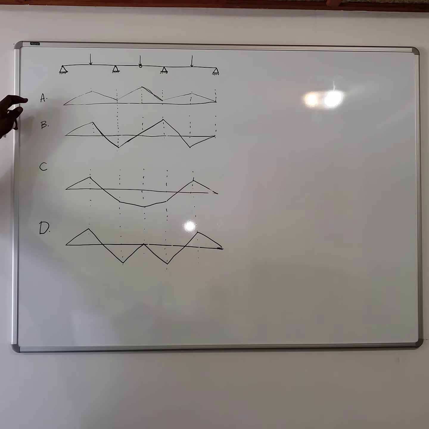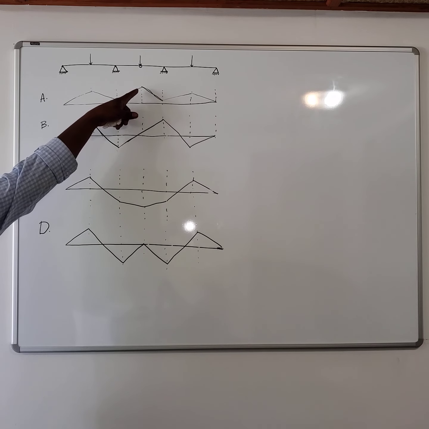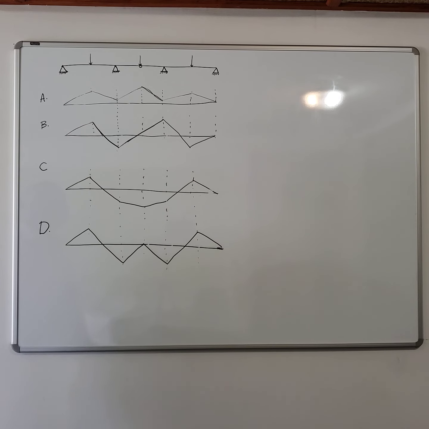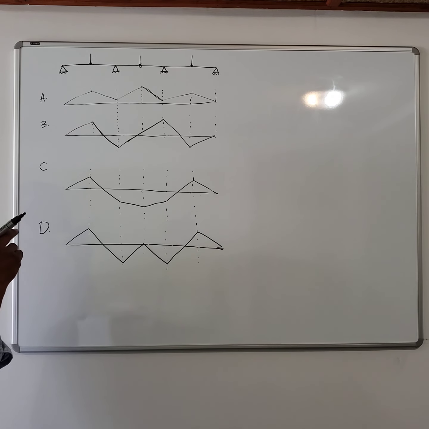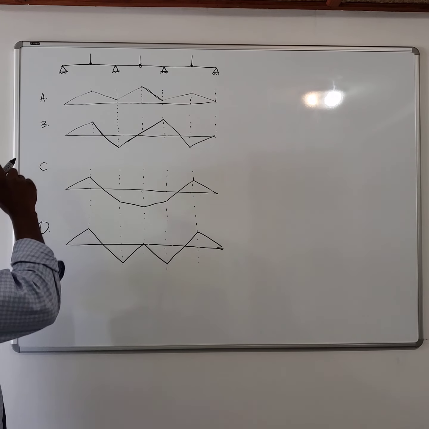So let's start from A. At A, you notice that there's moment. So that cannot be my option. The moment at the hinge must be 0. So option A cannot be the answer. A is cancelled out.